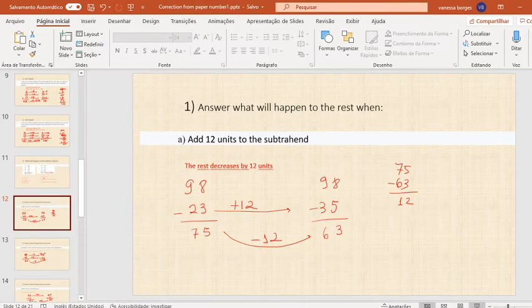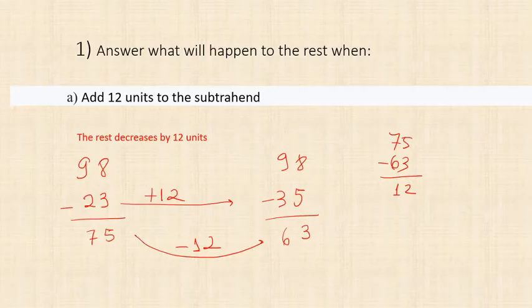So let's continue here, because the other example wasn't good. Now, what will happen to the rest if I add 12 units to the subtrahend? Look, I have the number 98 minus 23. This subtraction, the rest is 75. I'm going to add 12 units to the subtrahend. So my new subtrahend is 35. And when I do the subtraction, the result is 63.